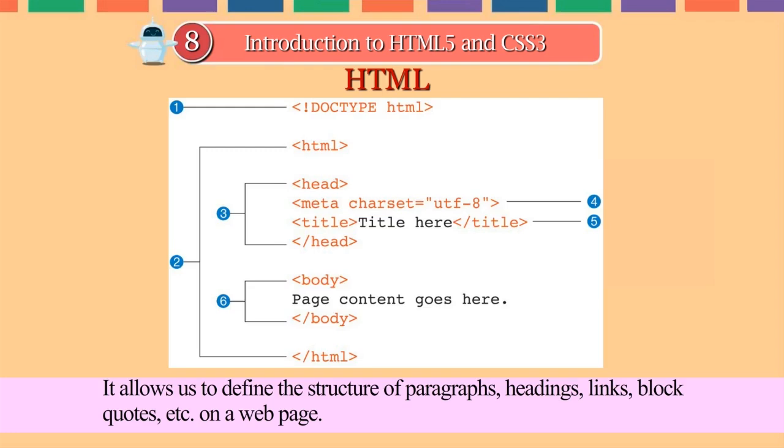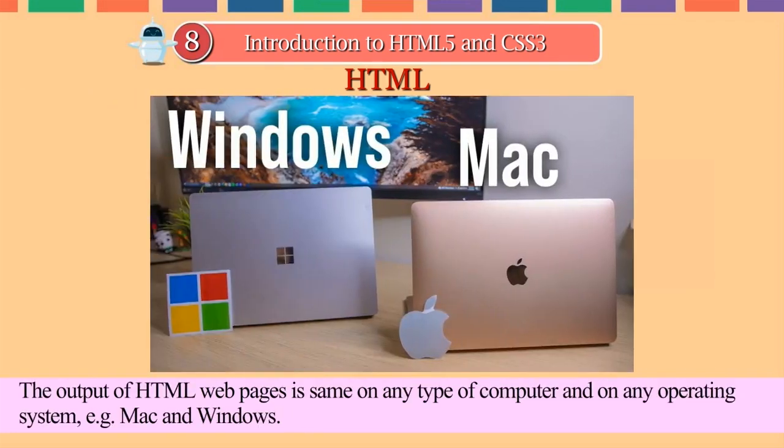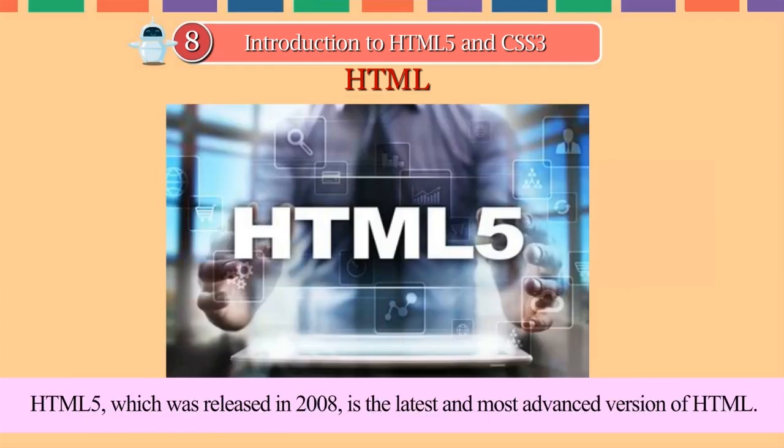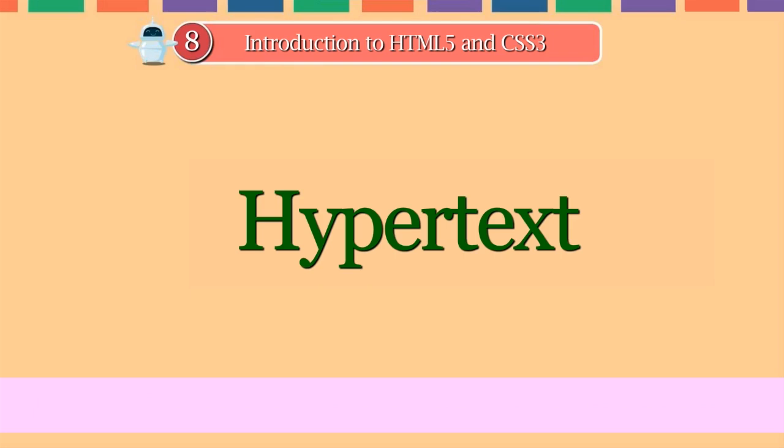on a web page. The output of HTML web pages is the same on any type of computer and on any operating system, e.g. Mac and Windows. HTML5, which was released in 2008, is the latest and most advanced version of HTML.